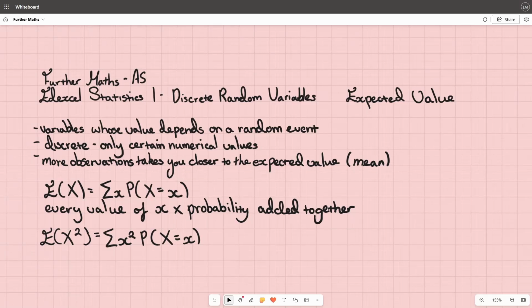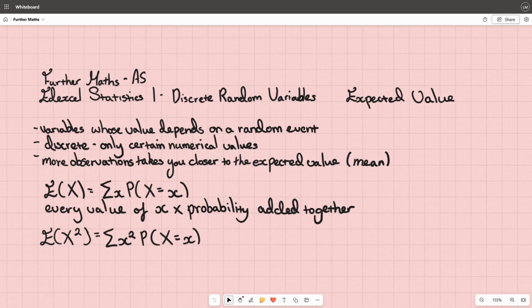Hi, I'm doing AS Further Maths under the Edexcel specification. I'm doing Statistics 1, and today I'm going to be teaching discrete random variables. So, a discrete random variable is a variable whose value depends on a random event, and the fact it's discrete means it can only be certain numerical values.